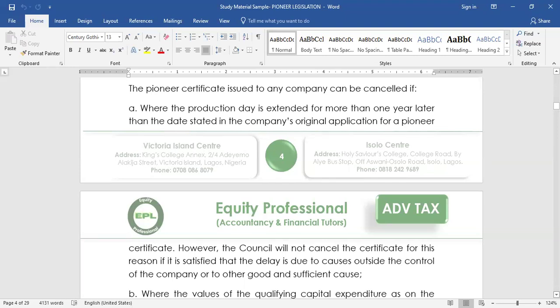However, a production day can be extended for more than 12 months without leading to cancellation of the certificate when the condition that leads to that extension is beyond the control of the company. Maybe government policy. Example, you want to import equipment to Nigeria to start producing such pioneer products. The equipment importation was delayed because of some government policy, or you want to import the equipment from Russia, and there is a war between Russia and Ukraine. As a result of that war crisis, the equipment was delayed for more than 12 months. That means you can extend your certificate for more than 12 months, because that condition is beyond your control.